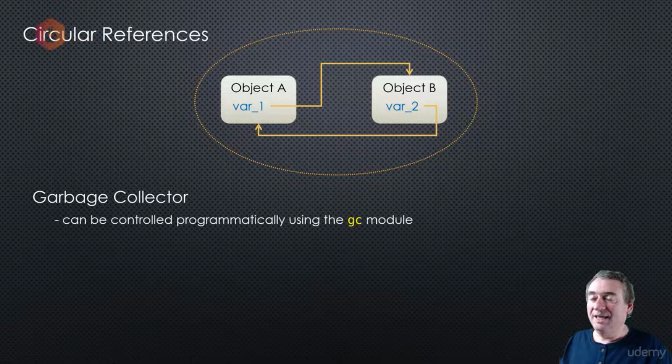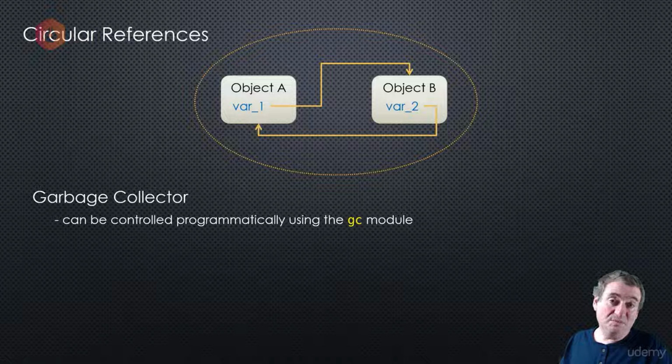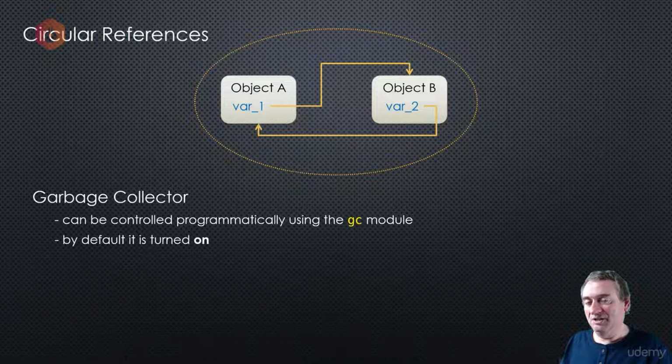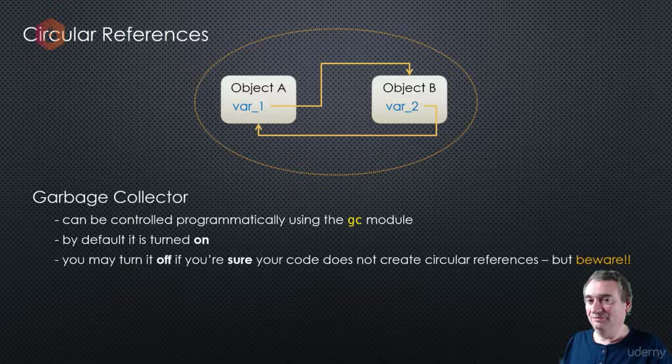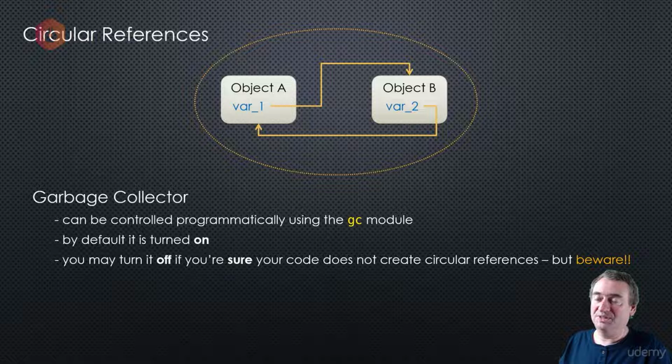So the garbage collector can be controlled programmatically using the GC module. There's a built-in module in Python called GC, for garbage collector, where you can interact with the garbage collector and you can even modify its behavior. By default, garbage collection is turned on. Now you can turn it off, but you really have to be absolutely sure that your code is not creating circular references, because if it does, you will end up with memory leaks. And it's very easy to create circular references without even knowing that you've created them. So be very, very careful if you do turn it off.